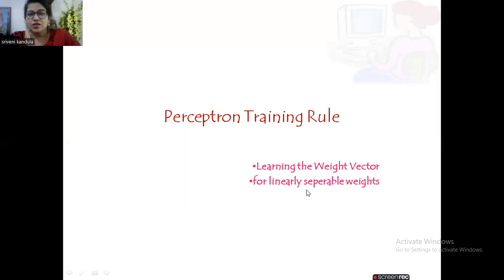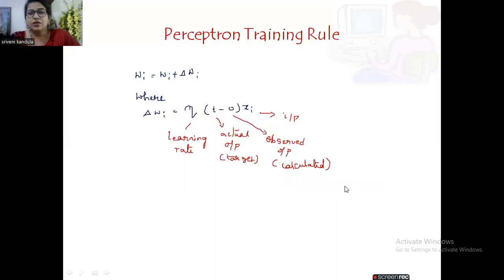So what is this Perceptron training rule? It makes the perceptron learn the weight vector. We can modify the weights using this formula: Wi equals Wi plus delta Wi, where delta Wi is eta times (t minus o) multiplied by xi. Already some weight is there, and to that weight you are adding a small change in weight, delta Wi. To calculate that, this is the formula.